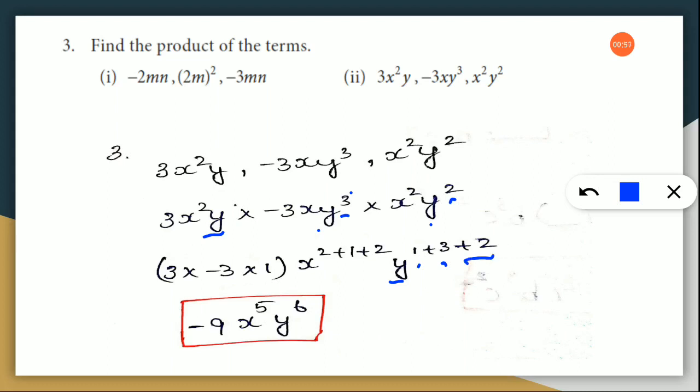Okay. Now you are going to multiply all the numbers. 3 into minus 3 will give us minus 9. And then x power 2 plus 1 plus 2 will give us x power 5. And then y power 1 plus 3 plus 2 will give us y power 6. Is this sum clear, children? So first you have to multiply all the three terms. In order to do that, we are taking all the numbers and multiplying them separately. Then whatever base is there, you are going to check which base is same so that we can add the powers and write the final answer.